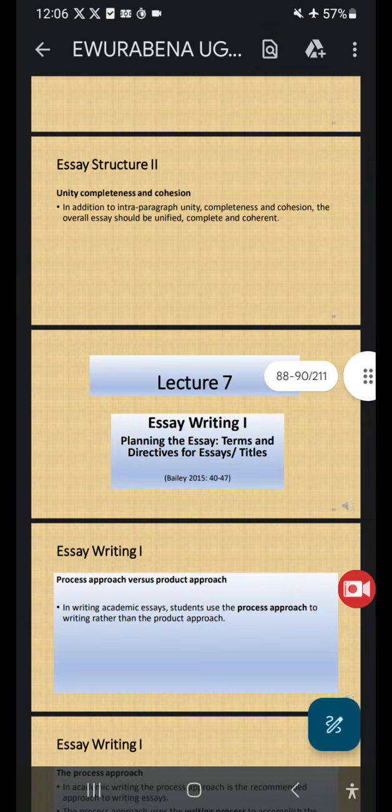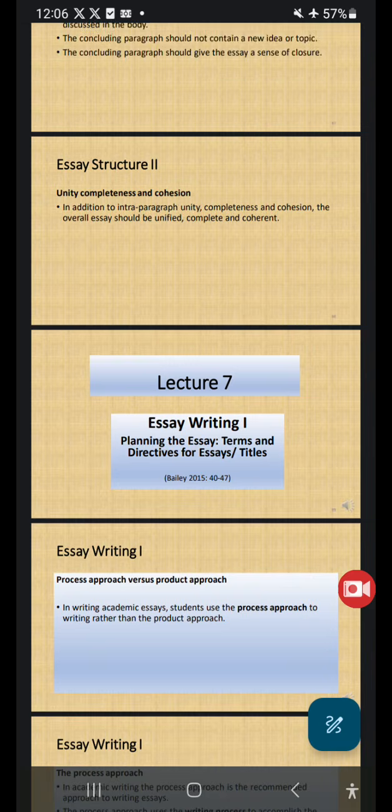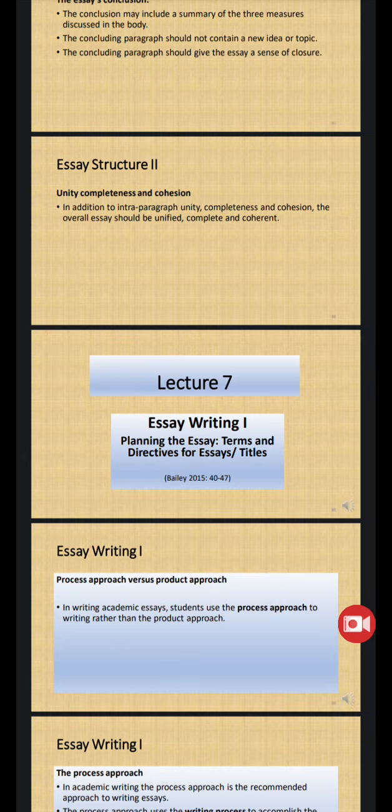So I'm done with session 5 and session 6. I'll be talking about session 7, which is planning the essay. That one is very, very important. So wait for session 7. I'll release it very soon. I think by tomorrow it will be ready. So you can just search, and if it is ready, you just watch it, and that is it.